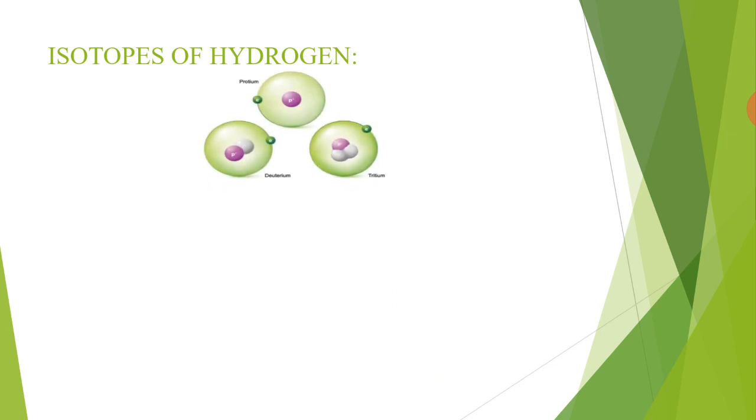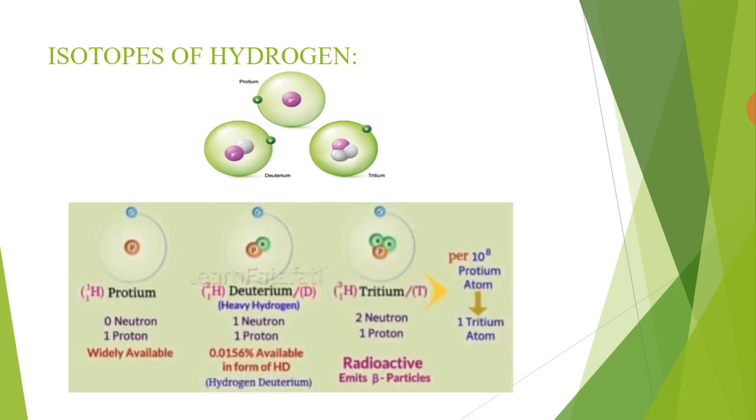Isotopes of hydrogen. Hydrogen has 3 isotopes: protium, deuterium and tritium. Almost all the hydrogen is protium, hydrogen 1. Its symbol is 1H1, its atomic number is 1 and mass number is also 1. It has only 1 proton, 1 electron and 0 neutron.